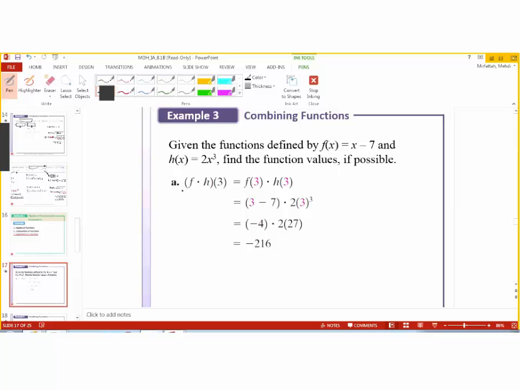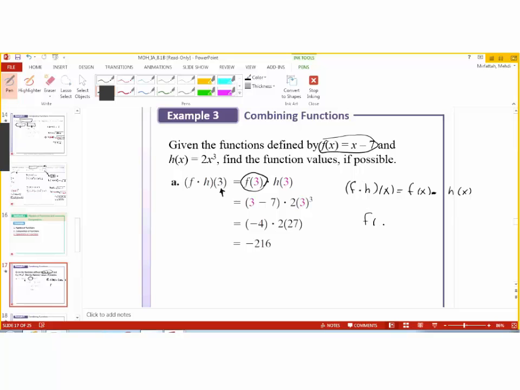So in this case, we want to find f times h of 3. So remember we said f times h of x is equal to f of x times h of x. Remember we did that? The only difference here is your x is actually a value. We're assigning a value for x, so it's 3. So this would be f of 3 times h of 3. So what is f of 3? Well, you look at the f function.